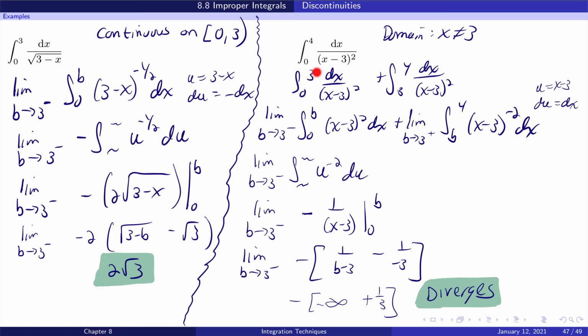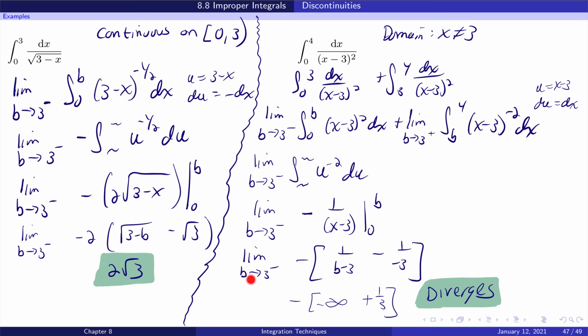So again, 3 is undefined, so you're going to replace 3 with a different letter b. You're going to take the limit as b approaches 3 from the left, because you're going from 0 to 3, you're approaching 3 from the left. Take the antiderivative, plus replace your 3 with a b, this time approaching 3 from the right. Going to work on that antiderivative. Both of those would have a u substitution where u equals x minus 3 and du is dx.